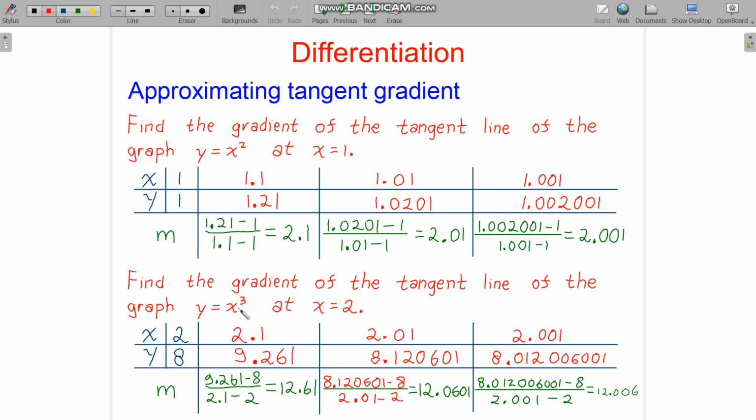And for another example, if the function is x cubed, we're looking for the tangent gradient when the x is 2. We can use something small, something close to 2. For example, 2.1, 2.01, 2.001. And as you can see, the m, or the tangent gradient, approaches 12. So that's how you find the gradient by approximating.